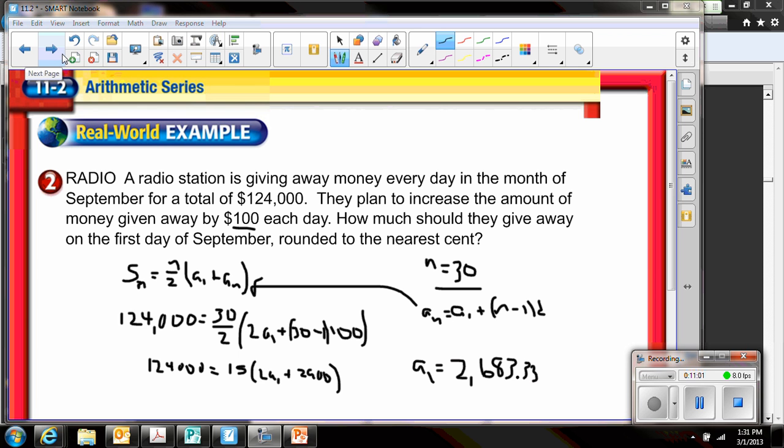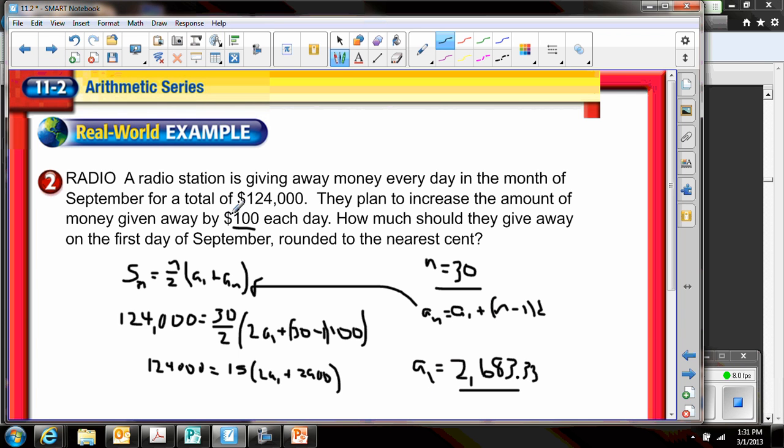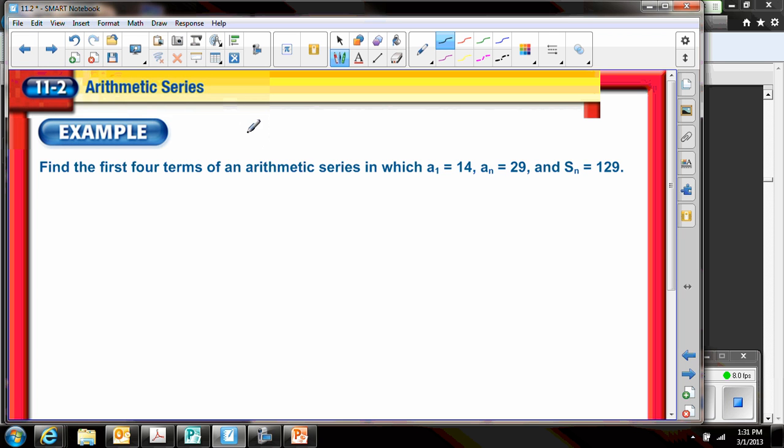All right, so moving from radio stations and a large amount of money that they give away, back to regular numbers. So let's find the first 4 terms of an arithmetic series in which a sub 1 is 14, a sub n is 29, and s sub n is 129. These types of problems we like because you just follow the formula. So I'm looking for the first 4 terms, and I know this given situation. Well, if a sub 1 is 14 and a sub n is 29 and s sub n is 129, what I can do is figure out how many terms separate 14 and 29.